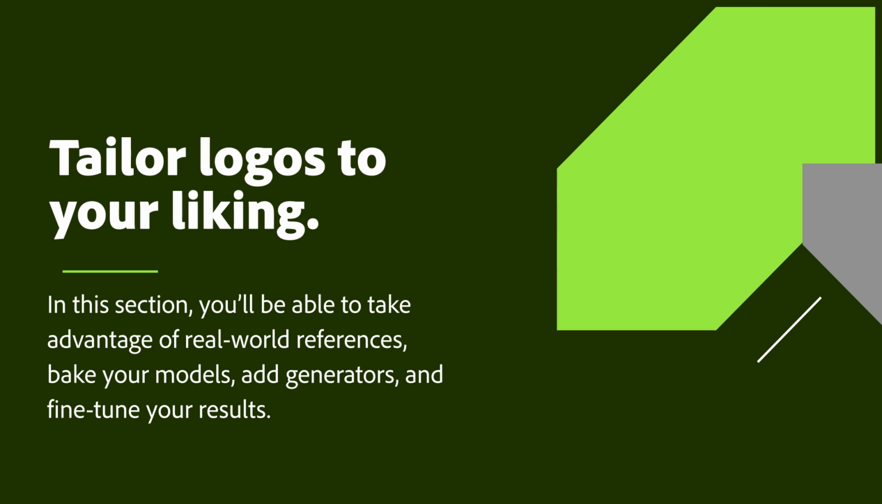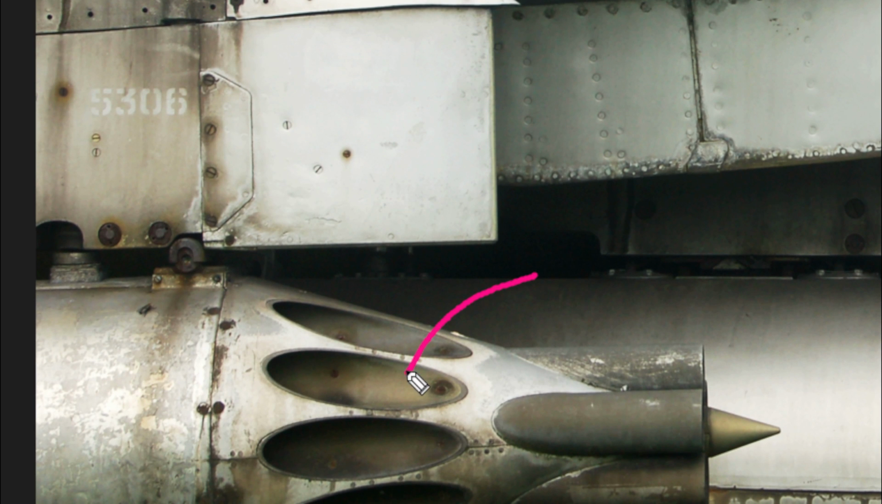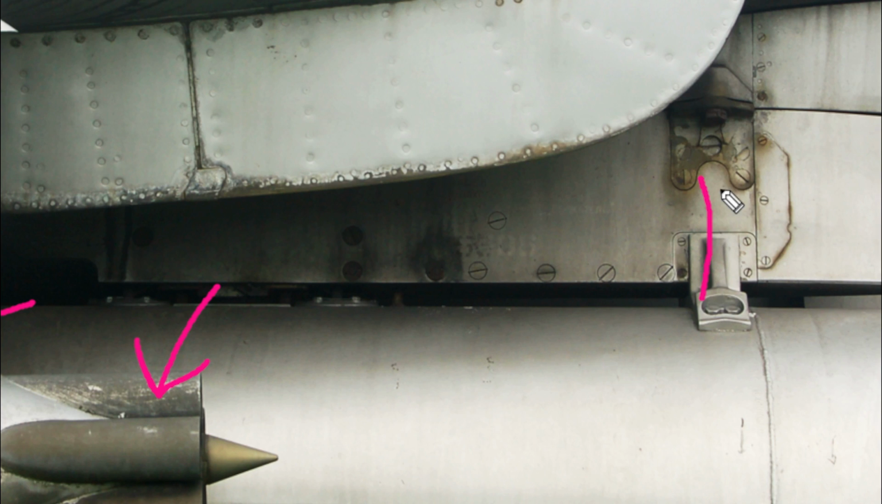So now for the fun part. Let's take a look at some real world references to help create our metal material. As you can see, there's a lot of rust and dust, especially in the cracks and crevices. We can easily recreate this in Painter by using some generators.